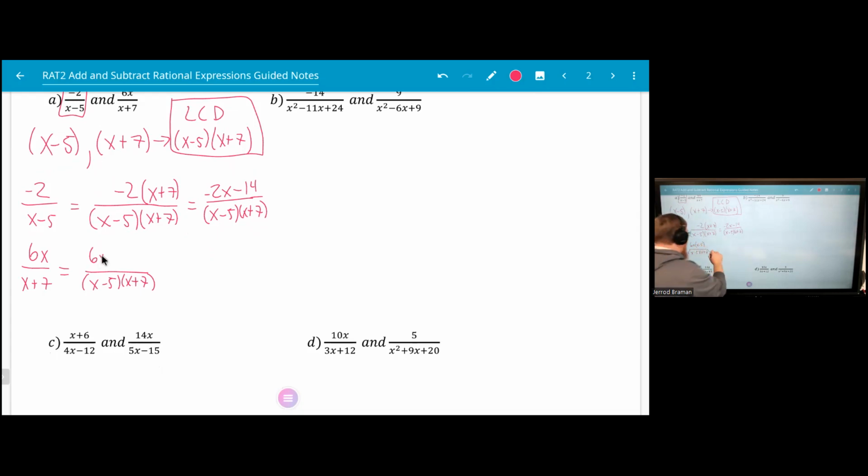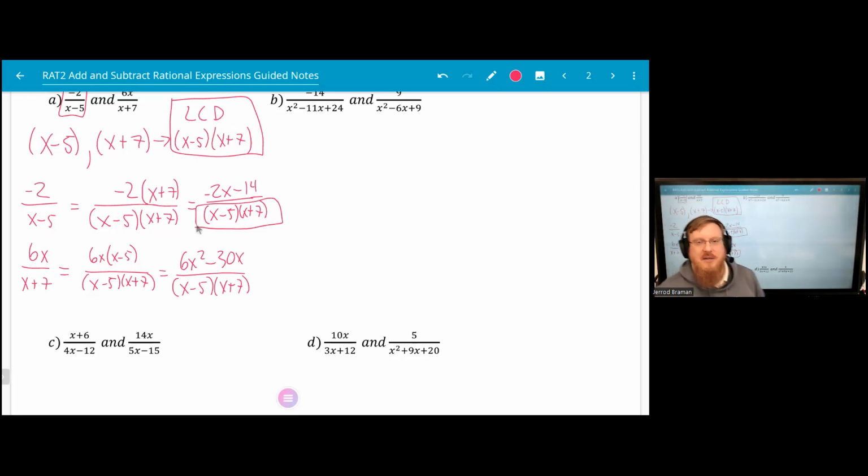And what I end up with is (6x squared minus 30x) divided by (x minus 5) times (x plus 7). And I hope what you're seeing right now is, hey, if I needed to, I could add or subtract these two rational expressions because they have a common denominator. We just created the common denominator.